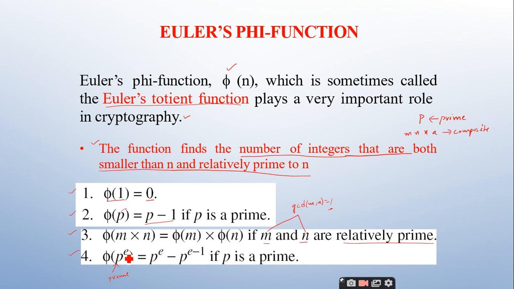So p power e is given by p power e minus p power e minus 1, if p is prime. So based upon these four formulas, we are going to find out the number of primes that are less than n. Clear?